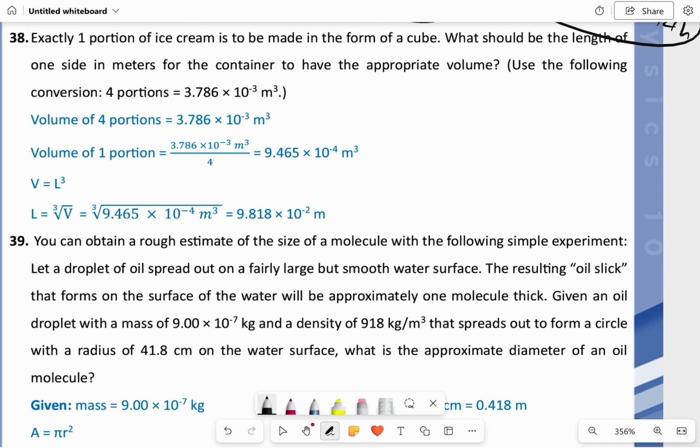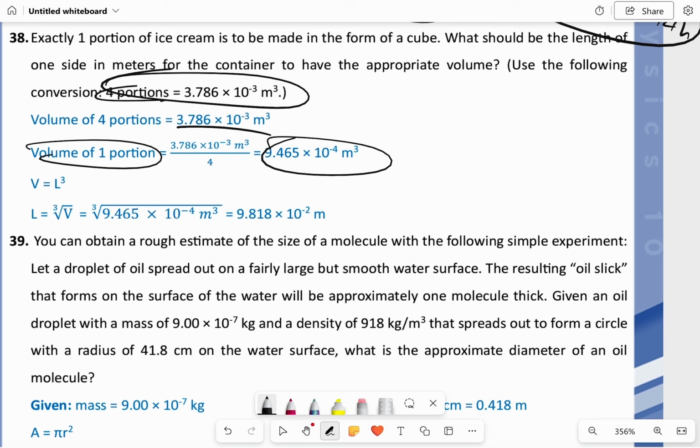Exactly one portion of ice cream is to be made in the form of a cube. What should be the length of one side in meters for the container to have the appropriate volume? Use the following conversion: 4 portions is equal to 3.786 times 10 to the power of minus 3 meter cubed. Volume of 4 portions is equal to this. If you want to find the volume of one portion, divide by 4, okay, because it's 4 portions.